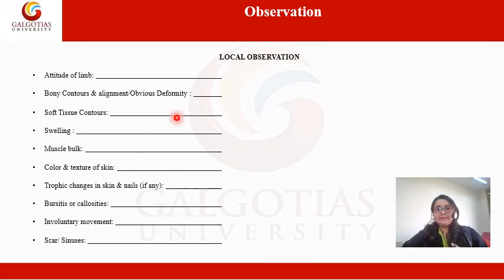Then we have local observation. We see the attitude of the limb. If the patient says, I have shoulder pain, left shoulder pain, I will observe how the patient's shoulder is positioned and how he is holding the shoulder. We will observe all the bony contours. Are the joints in a proper contour position or not, or is there any obvious deformity which you can observe?